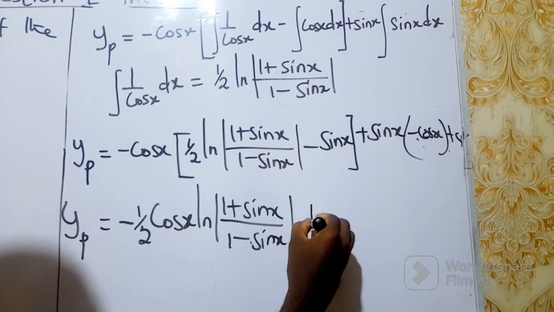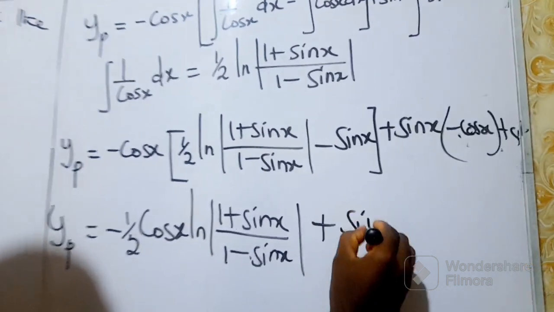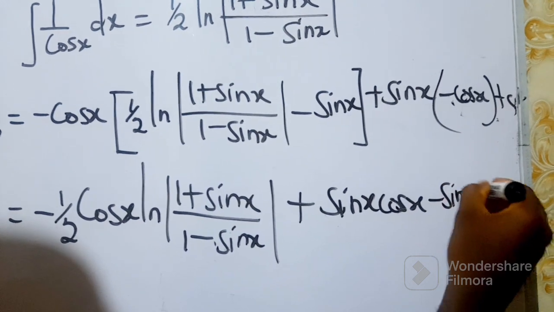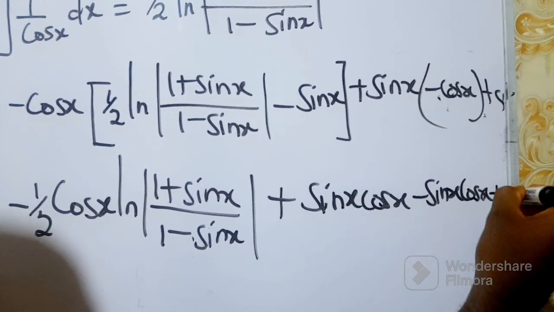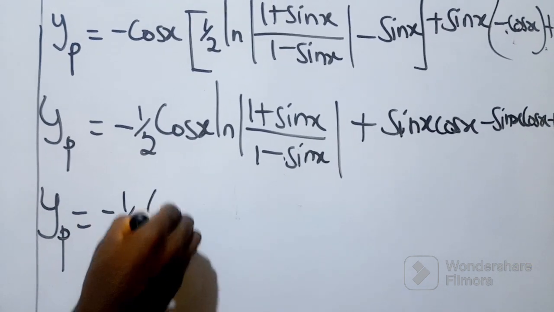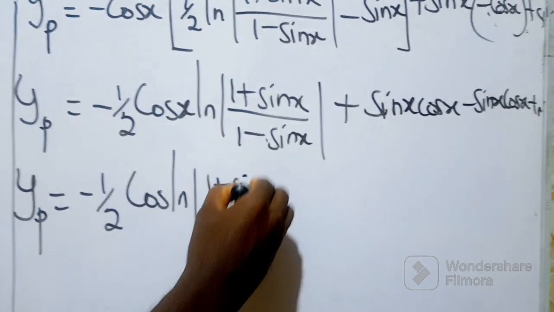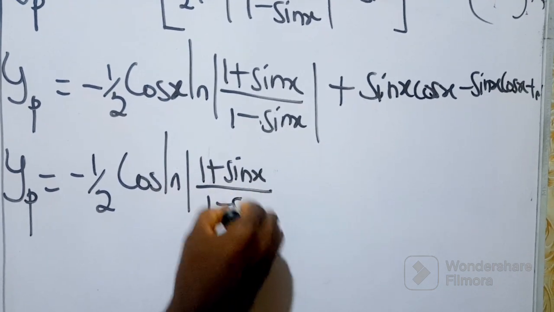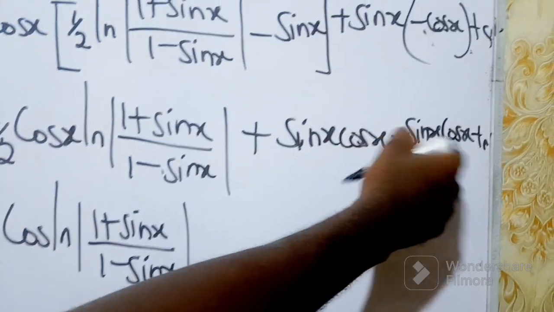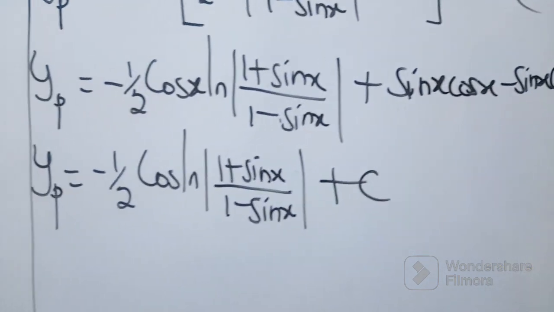Then this times that to be plus sine x cos x. Then this will give us minus sine x cos x, then plus our constant of integration. So our y of p will be equal to negative half cos ln the absolute value of 1 plus sine x over 1 minus sine x. Then sine x cos x minus sine x cos x will be 0, so plus that's the constant. So this becomes our y of p.